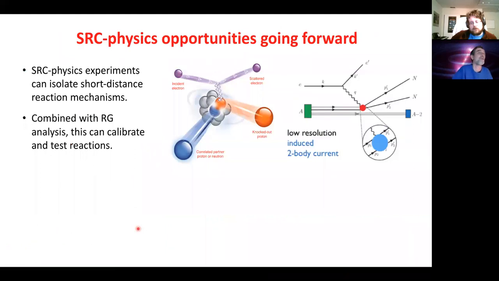So going forward, what are we doing with this? These are incredibly cool experiments because they can isolate this kind of physics that involves knocking out the two nucleons, which enables us to calibrate our reactions and our description of the reactions.